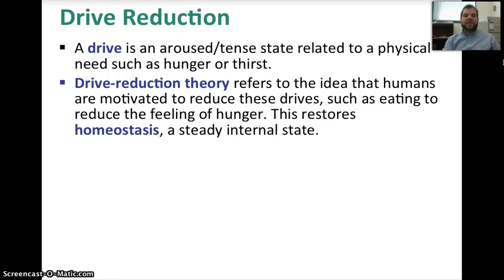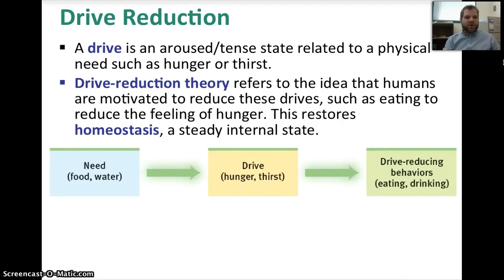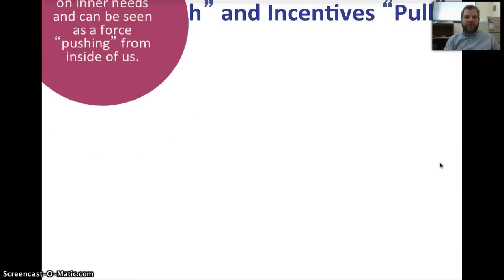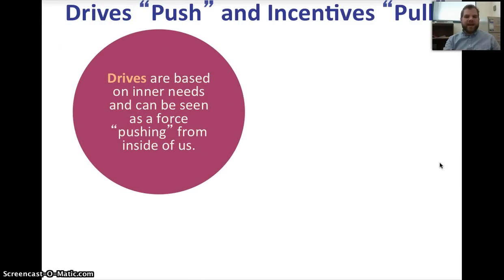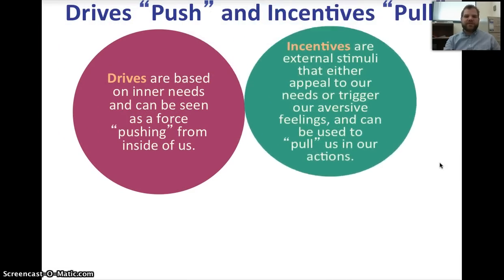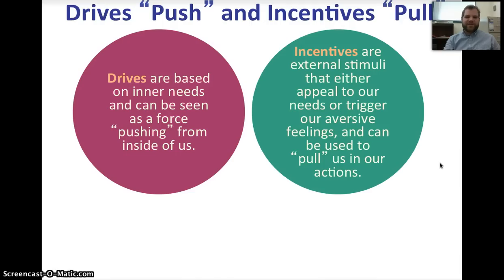So we have these natural drives in us that lead us to regulate our body's different processes. We have a need for food and water. That creates a drive to fulfill that need. Mainly, hunger and thirst are the drives. Hunger is a drive. Thirst is a drive. Then we engage in drive-reducing behaviors, namely eating and drinking. We can apply this model to other behaviors that we take in the world, and that's drive reduction theory. The next theory has to do with incentives that we talked about.